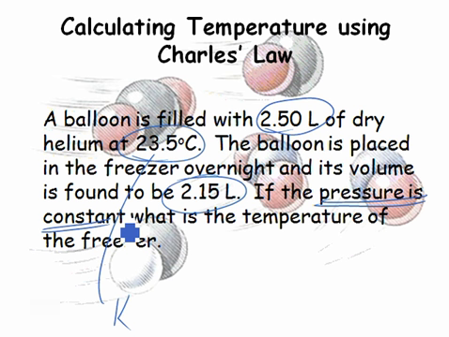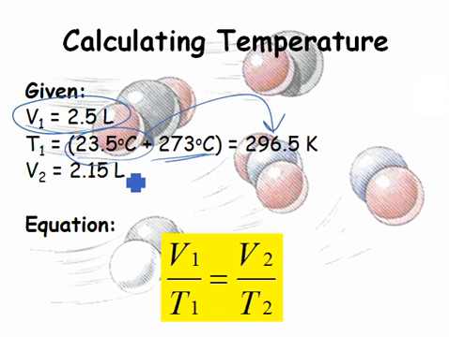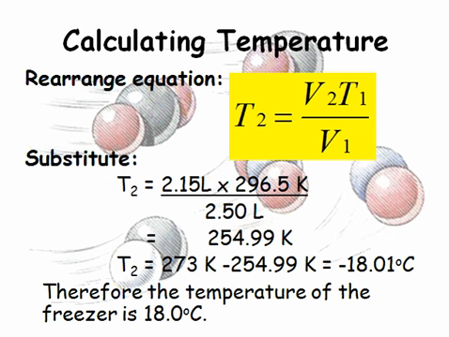So we're looking now for the final temperature. Given a volume in liters, we're given the temperature in degrees Celsius. We need to convert that to Kelvin. And then we have the final volume. So we're looking for that final temperature. Now, when you do find the final temperature, you are going to find it in Kelvin, of course, and you may want to convert that back to degrees Celsius. And the temperature of the freezer is 18 degrees Celsius.